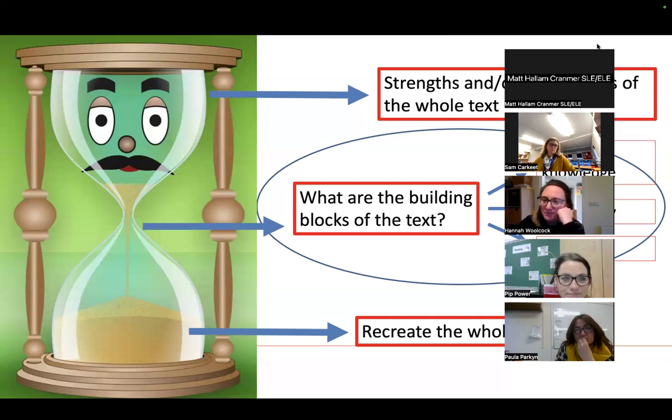Yeah, really useful tool, I think. Thank you, Pip, and thank you, Hannah. It's very useful. Matt or Sam, anything to add?